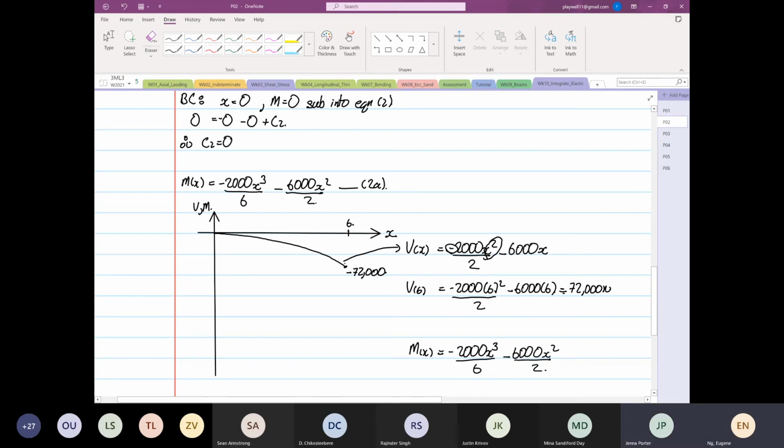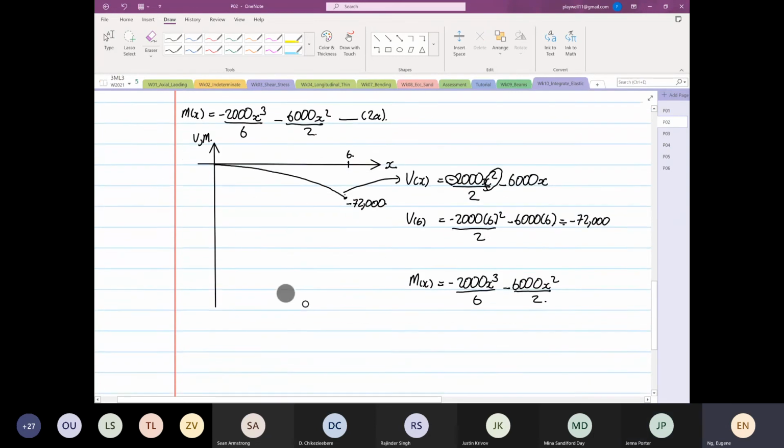Where did the 72,000 come from? I just substitute everything, x is equal to 6. Okay, so that's why. Oh, it's minus. I forgot the minus. So it's not divided by, it's minus 72,000. Oh, okay. I understand now. It looks like a divided sign.